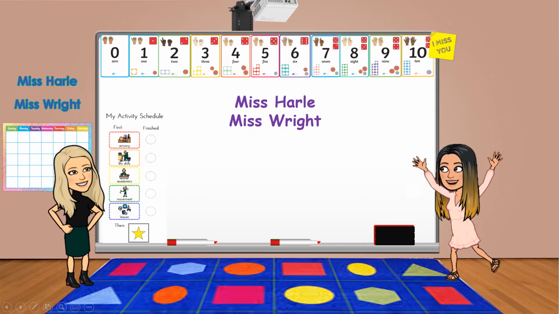Hi everyone! Today we're going to be revising the addition strategy Make 10, and we're also going to be revising the subtraction strategy that we learnt yesterday.